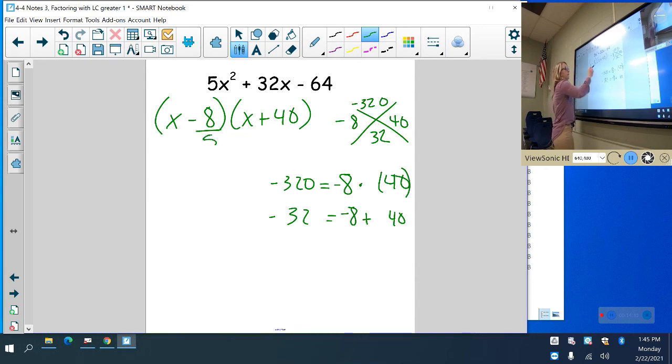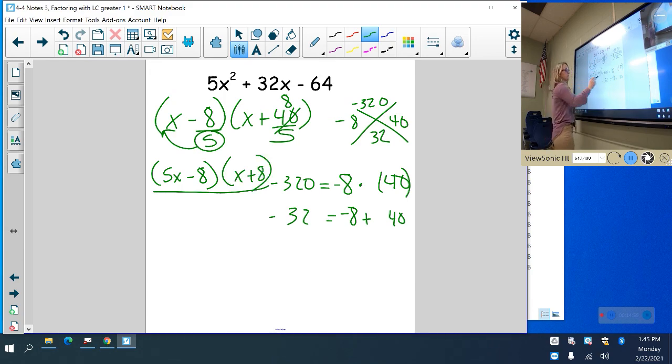Divide by 5. Divide by 5. Simplify if possible. Doesn't simplify. That one does. It's 8. And there's your answer.